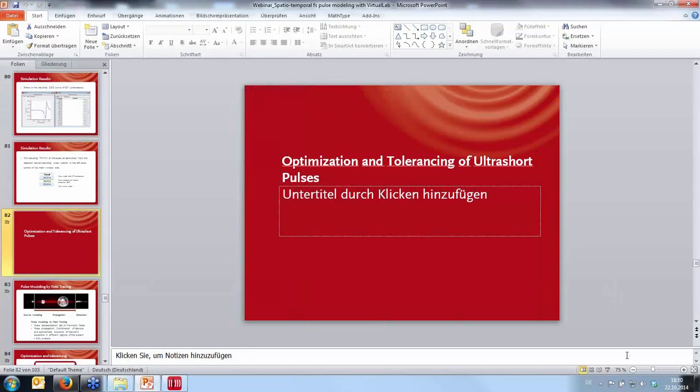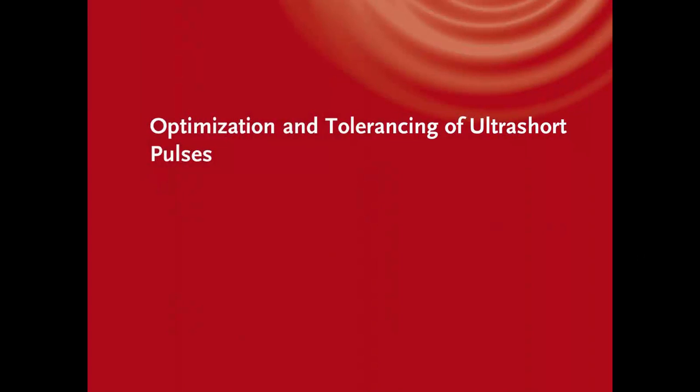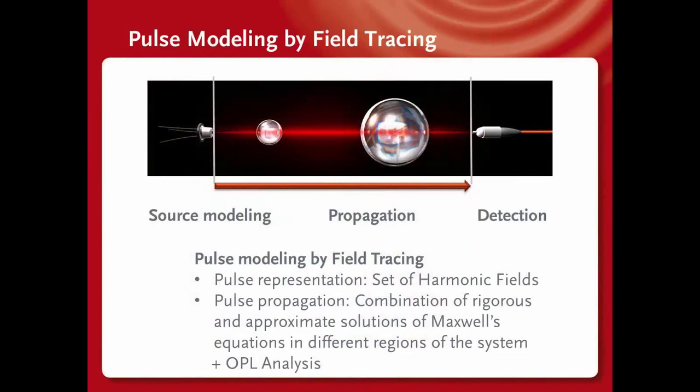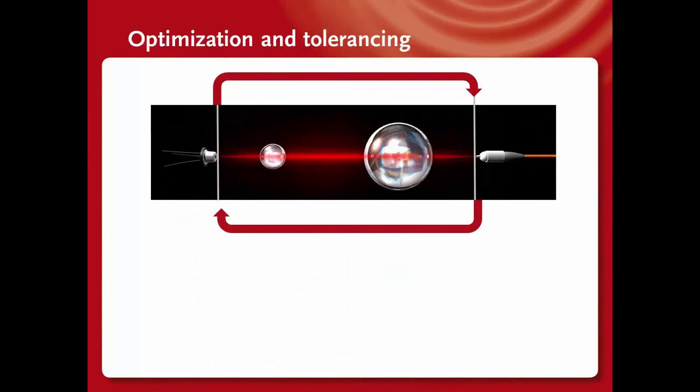So during this webinar, I have mainly talked about the simulation of ultra-short pulse setups. Of course, you can also use VirtualLab for the optimization and tolerancing of such setups, and therefore the simulation was the basic first step, because if you can do a simulation by field tracing, an iterative repetition of this field tracing approach also helps us to optimize and tolerance optical setups.